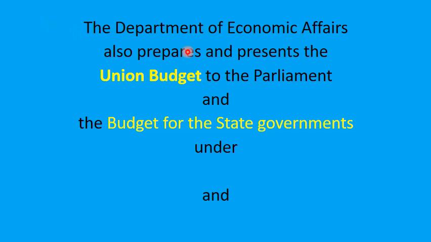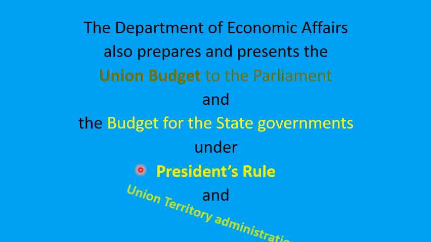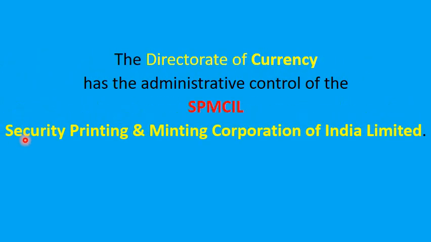The Department of Economic Affairs also prepares and presents the union budget to the Parliament and the budget for the state governments under President's rule and for the Union Territory administrations. The Directorate of Currency has the administrative control of the SPMCIL. And what does it mean? Security Printing and Minting Corporation of India Limited, about which we shall study in a subsequent video.